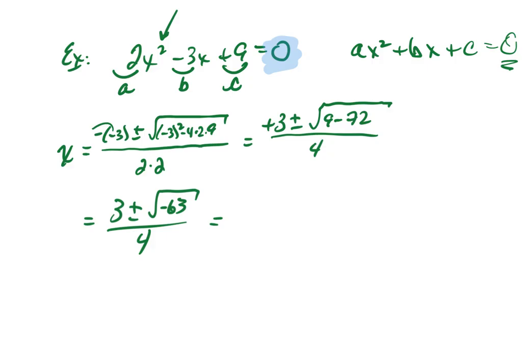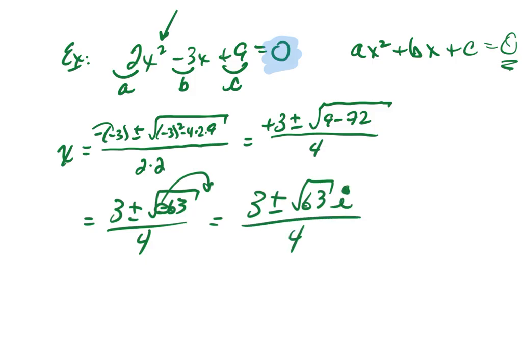And do you know what the square root of negative 63 is? Not the 63, but we should all know that the negative is going to come out as i. So our best answer then is going to be 3 plus or minus the square root of 63 i, over 4. Okay? So sometimes we have to use the quadratic formula.